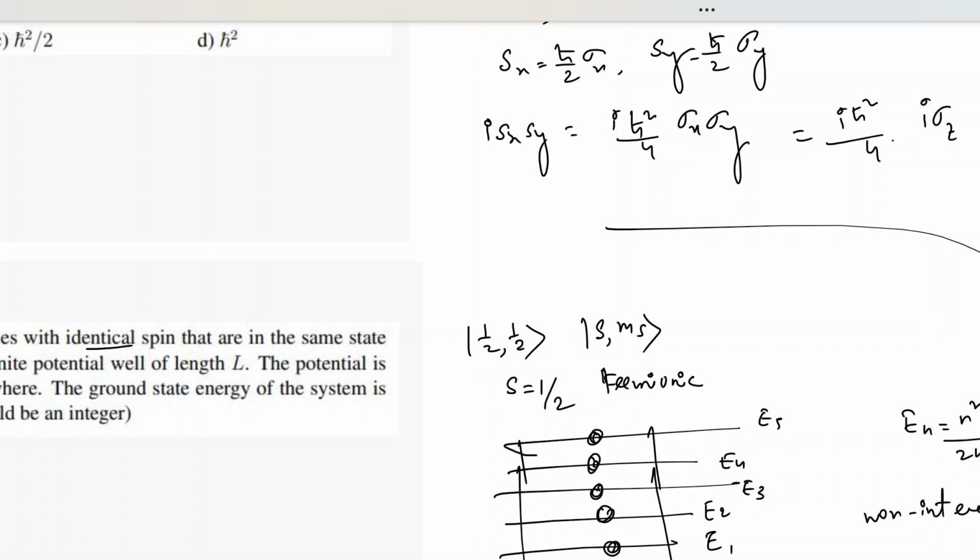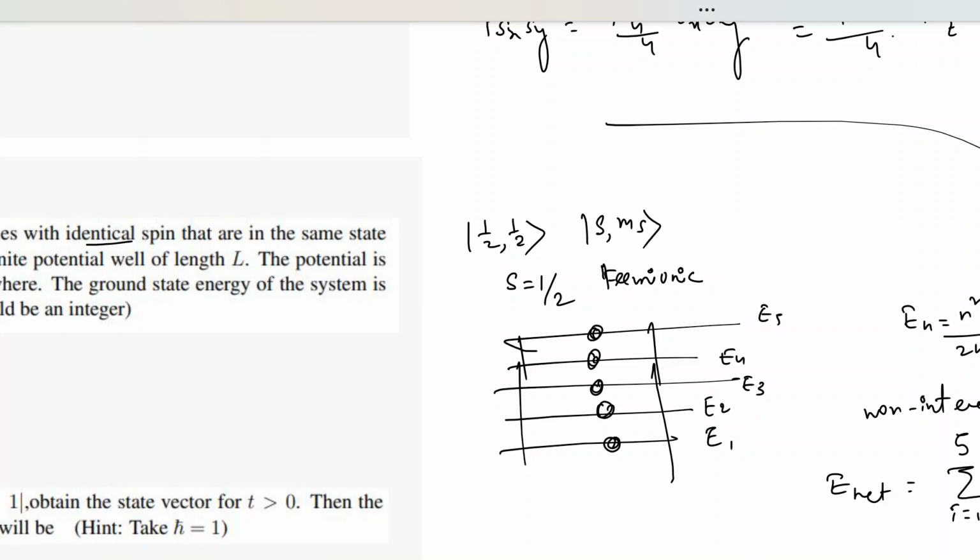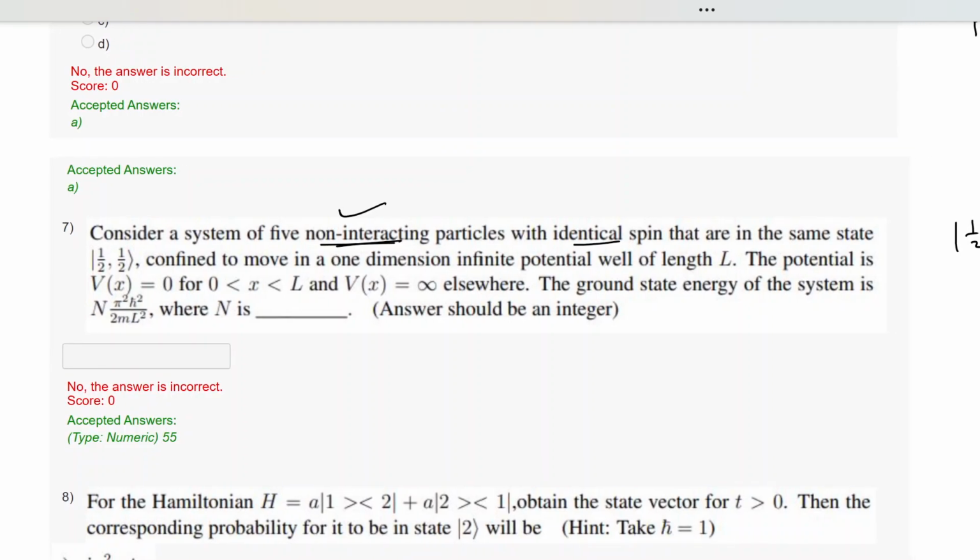So the net energy for this particle system is E_net equal to the sum over E_i, where i goes from 1 to 5. Here you can write the constant as common, pi squared h-bar squared by 2 m L squared. Then for n equal to 1, this is 1 squared plus 2 squared plus 3 squared plus 4 squared plus 5 squared. You will see this comes out as 55 pi squared h-bar squared by 2 m L squared. So your value will be 55.